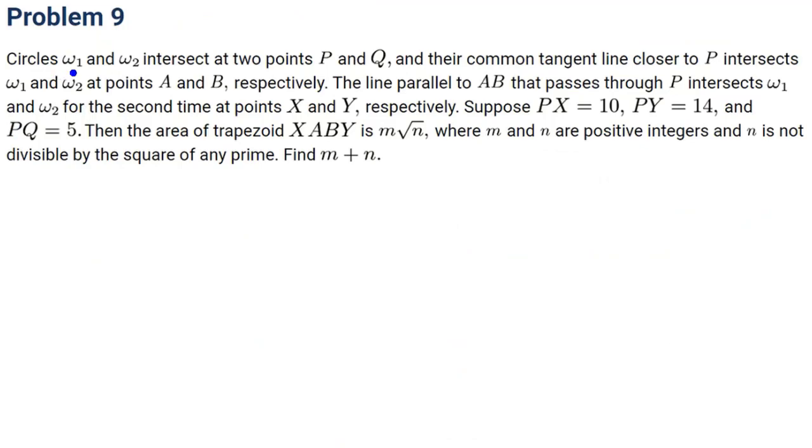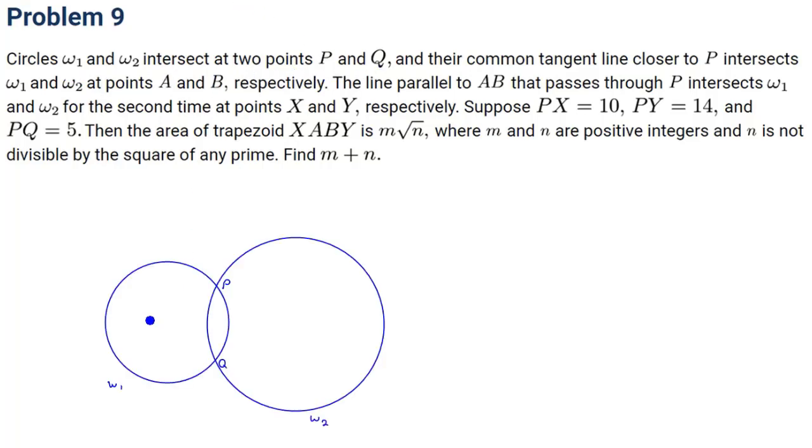Problem number 9, AIME II 2023. Circles omega 1 and omega 2 intersect at 2 points P and Q. Let me draw. Their common tangent line closest to P intersects omega 1 and omega 2 at points A and B. The line parallel to AB that passes through P intersects omega 1 and omega 2 for the second time at points X and Y.